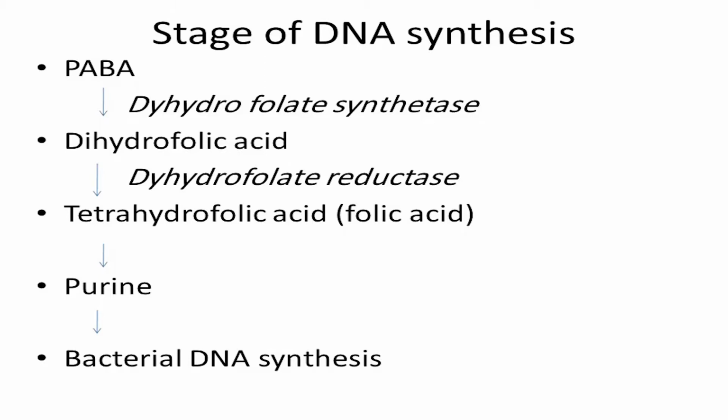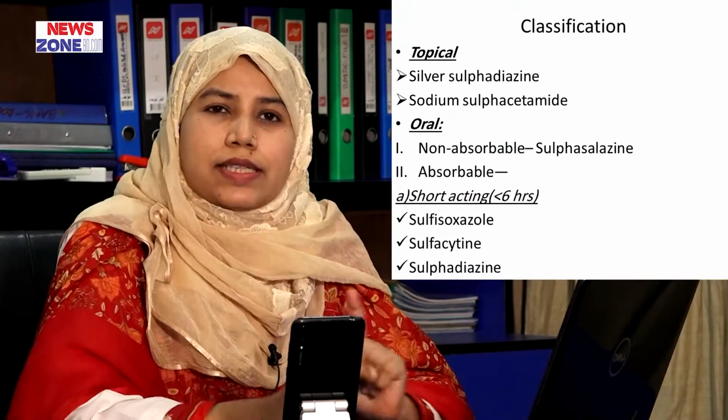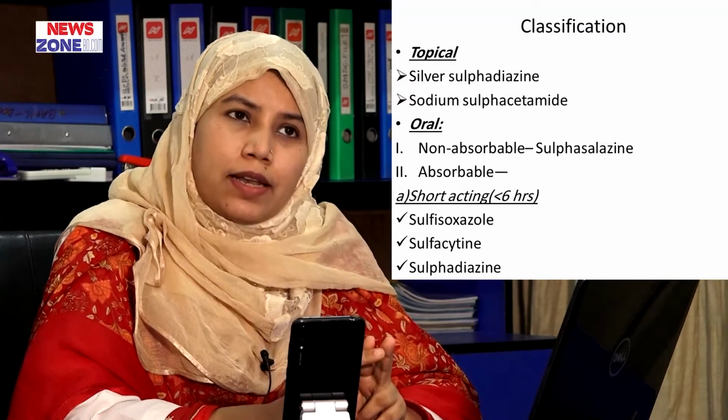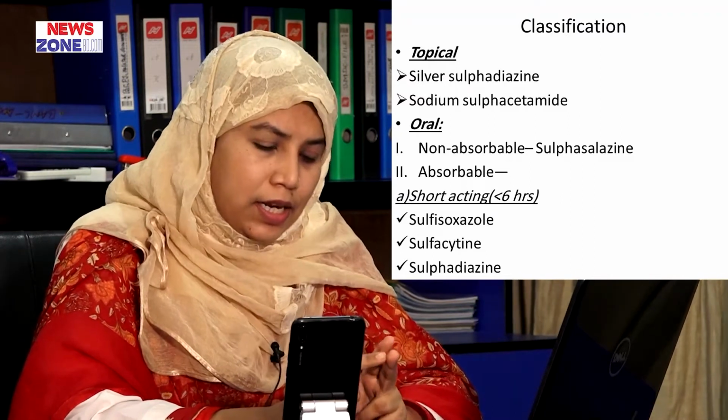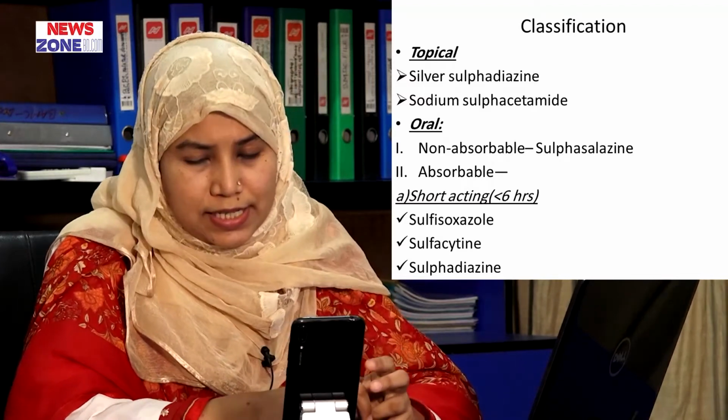Now, the stages of DNA synthesis are complete. I have to discuss the classification of antifolate drugs. This can be classified into two types. Number 1, topical, and number 2, oral. The topical antifolate drugs are silver sulfadiazine and sodium sulfacetamide.